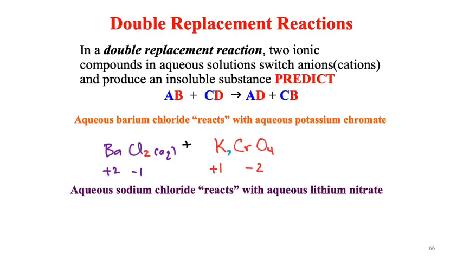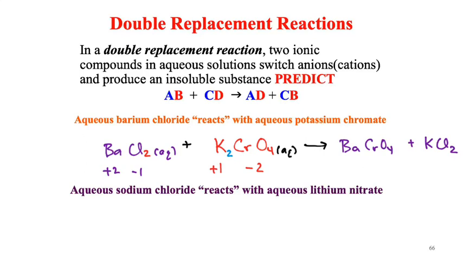To balance that out, we need 2 potassiums. This was aqueous. Give that to me again. BaCrO4 plus KCl2. But it's going to be KCl, not KCl2.